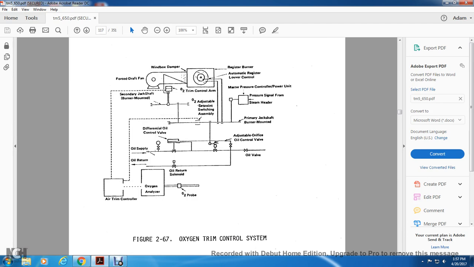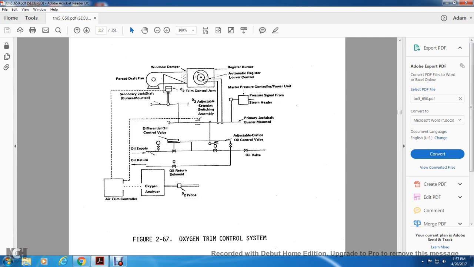Trim control system. Starting with the air trim control of the oxygen analysis, O2 probe, sent with the oil supply down the gateway to the differential control valve, adjusting orifice, oil control valve, oil return, return solenoid to the air trim connector, trim controller, the air trim controller to the adjustment set point switch assembly, to the primary jack shaft burner and pressure signal steam header.